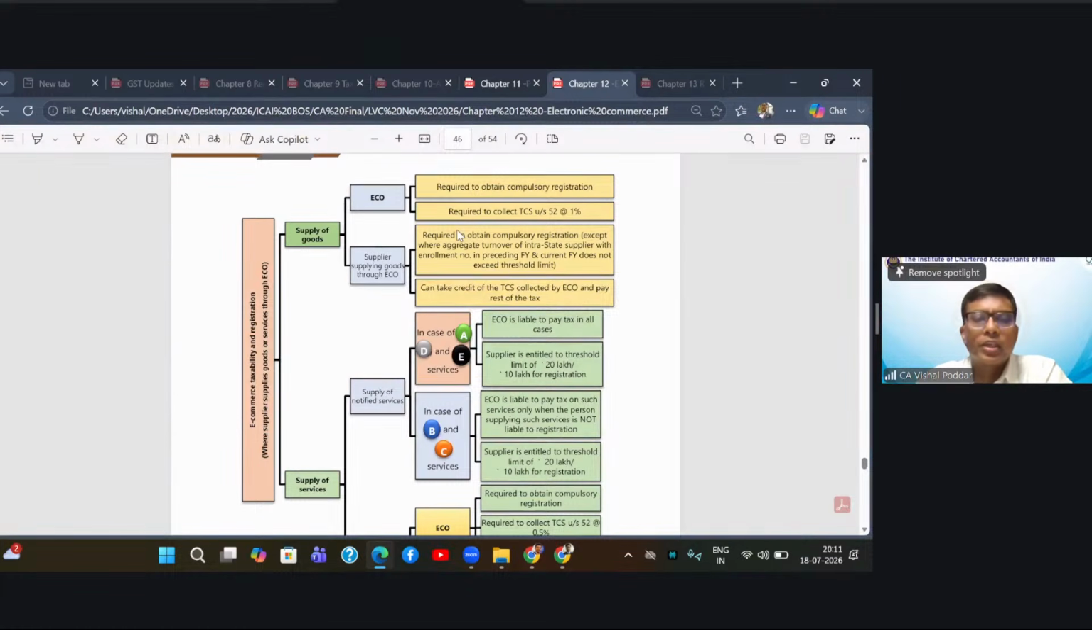So for the purpose of collecting the TCS, the app is required to compulsorily take registration. This we have studied in section 24 also. So even though there is no turnover of the app, since the app is required to collect TCS, it has to get registered compulsorily.